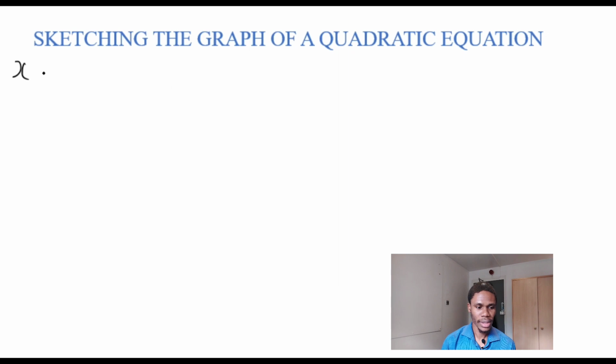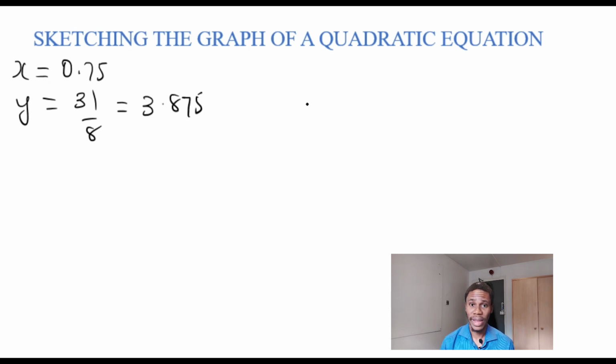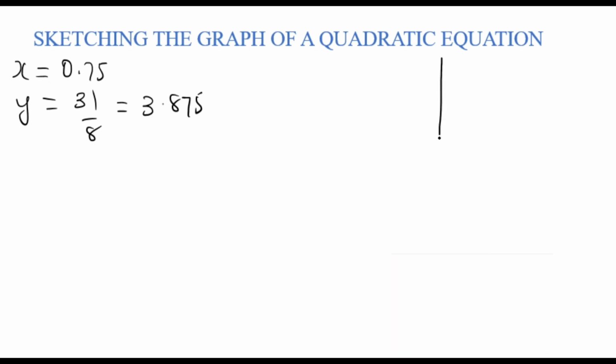So we have our x, which is 0.75, and we have our y, which is 31 over 8, which is the same as 3.875. So then, let's draw our axis of symmetry. This isn't drawn to scale. So let's just mark 0.75 as maybe somewhere here, 0.75 as our axis of symmetry.